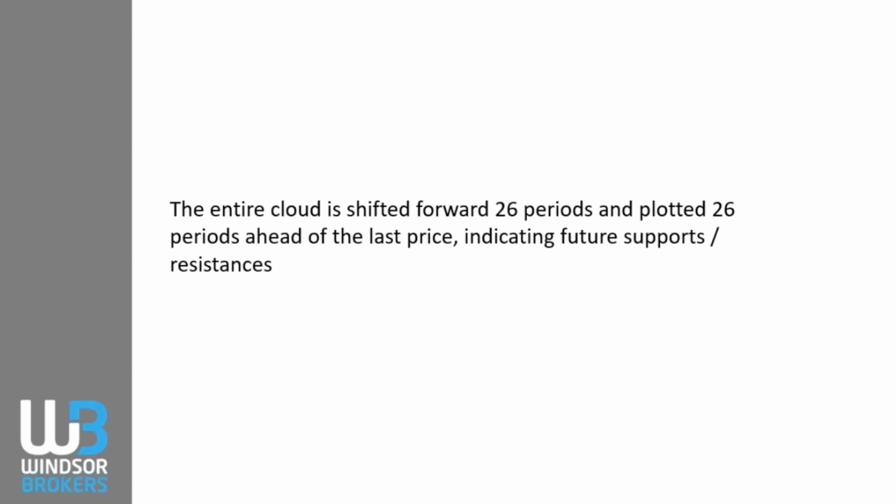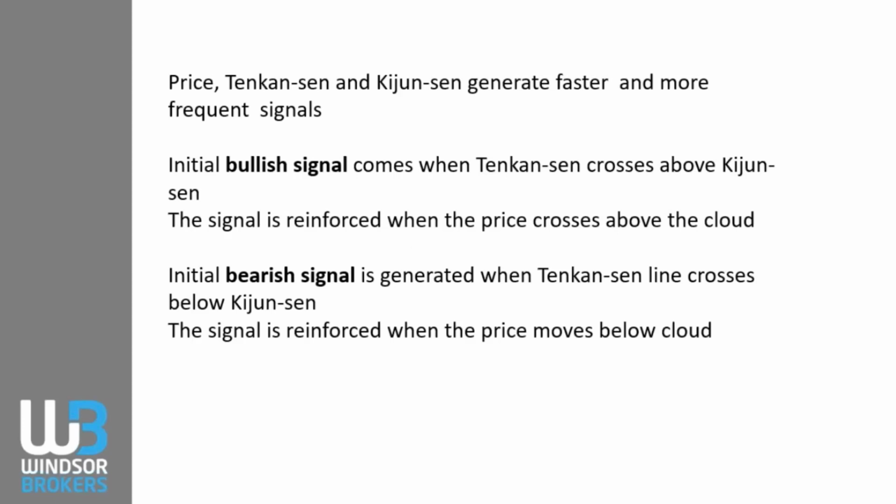Those who are longer term traders can always spot good points where to exit the market, as well as put a stop loss order. So we have some future information provided by Ichimoku studies that could be very useful for traders. The price action, Tenkan-sen line and Kijun-sen line generate faster and more frequent trading signals.